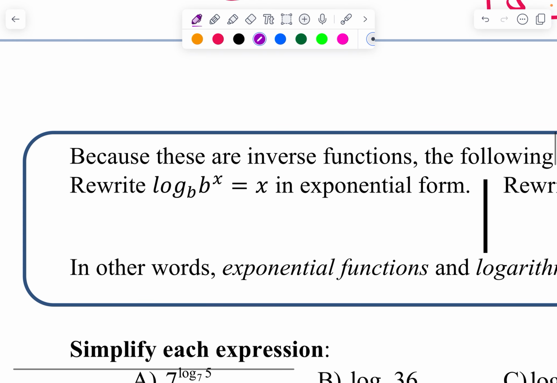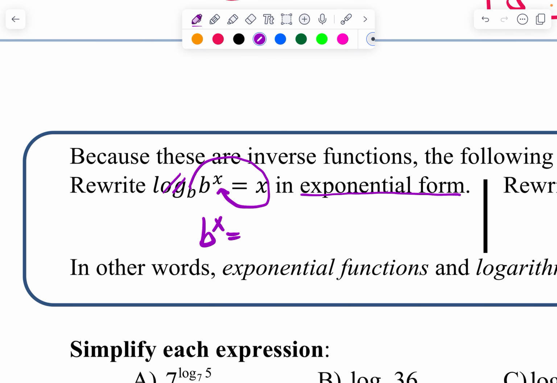So we're going to zoom in on here. We want to rewrite log base b of b raised to the x equals x in exponential form. Okay, so that means we want to get rid of this log, and we're going to wrap this around. When I do that, I get b to the x equals b to the x. That looks kind of weird. Why do we have this?